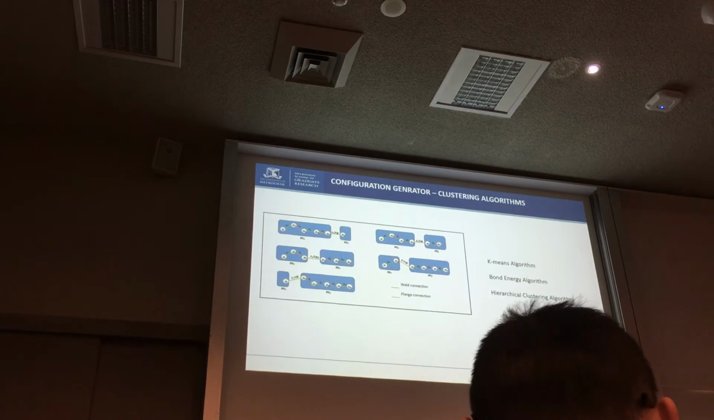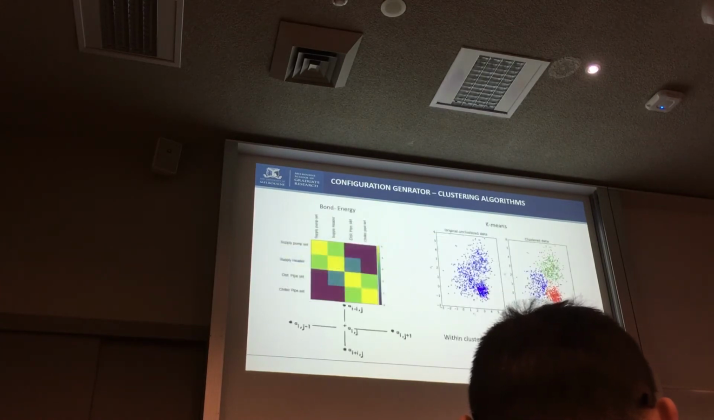So we tested the K-means algorithm, bond energy algorithm, and hierarchical clustering in this case, where the initial result shows that bond energy and K-means, both methods were able to identify optimum clusters within a sample.